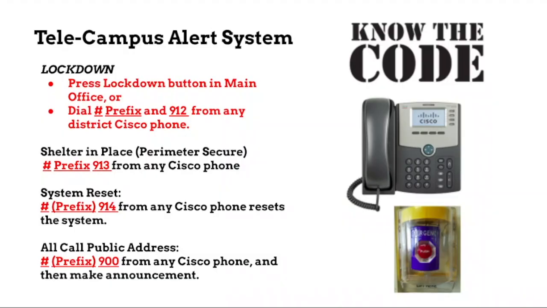When initiating a lockdown from your classroom Cisco phone, you must first dial the pound symbol and your specific building prefix, followed by dialing 912. Every school building's main office is also equipped with an automatic panic button, contacting 911 dispatch. When the event is over, the system is reset by dialing pound, the building prefix, and 914. It is important to clear the phone that was used to initiate the lockdown in case of a redial. The phone reset is completed by dialing another phone number.